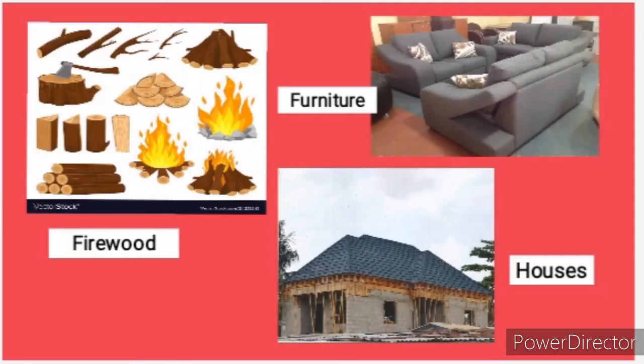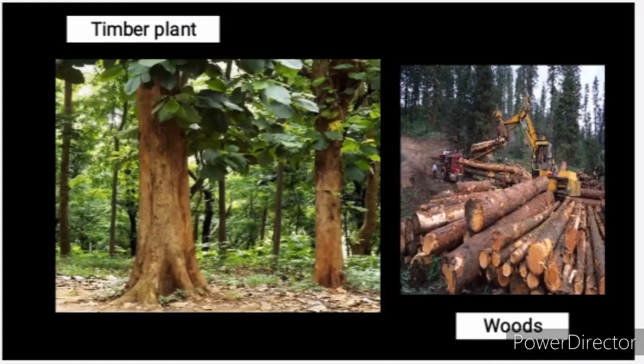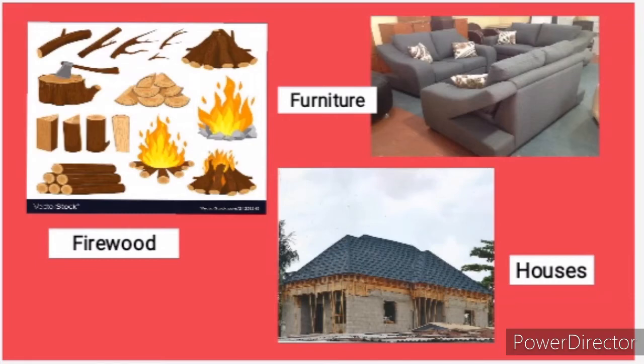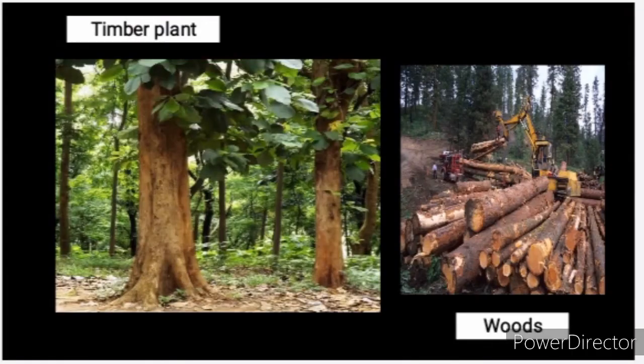You can see here what we can get from the timber plant. From the timber plant we can get wood, which we use. Some people use it in cooking. That's the firewood. They use firewood in cooking. Okay, we need wood to make our furniture. So we need wood to build our houses, and we get all that from the timber plant, which is an agricultural resource.